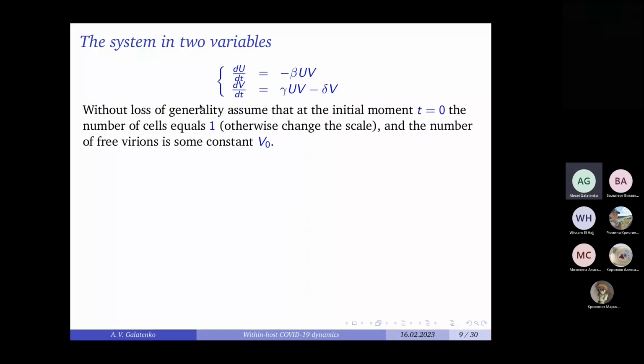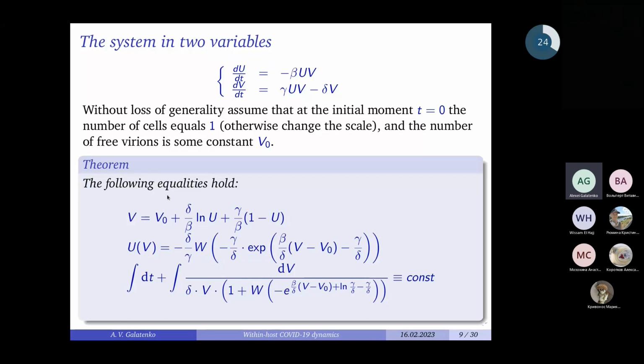As I've already said, we assume that at the point t equal to 0, at the point of symptom onset, the number of uninfected cells is equal to 1. If not, we can just change the scale. And the number of free virions is equal to some constant v sub 0. It can be easily proved that the following equalities hold.